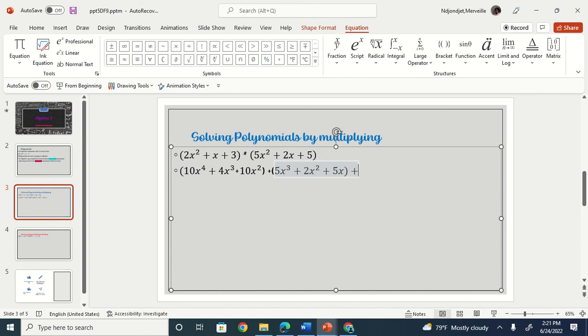Now 3 times 5x squared would be 15x squared, plus 3 times 2x would be 6x, plus 3 times 5, which would be 15.